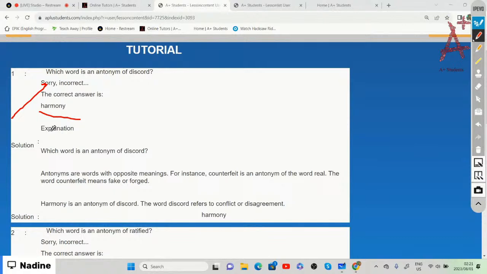And when there's harmony, it means that there's no conflict and no disagreement. So the antonym of discord is harmony, right? And we said that an antonym is opposite in meaning. This word discord refers to conflict or disagreement. Harmony is the antonym of discord.